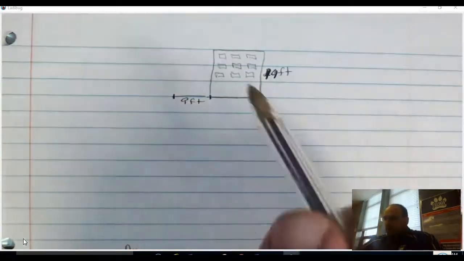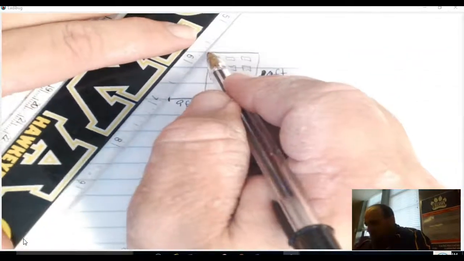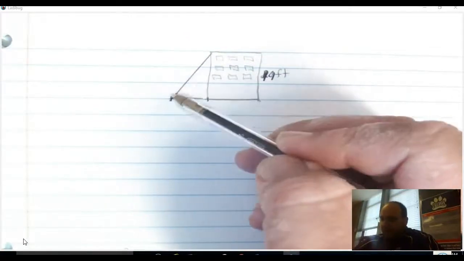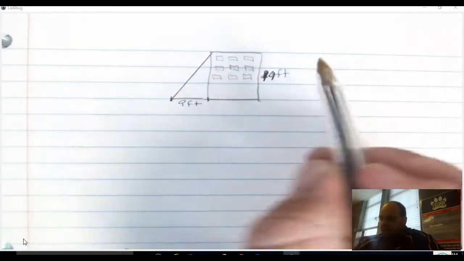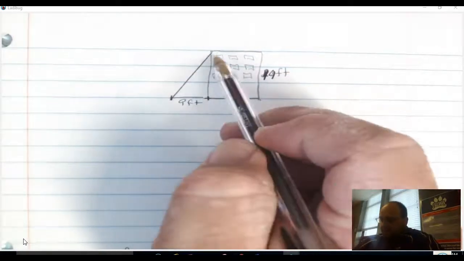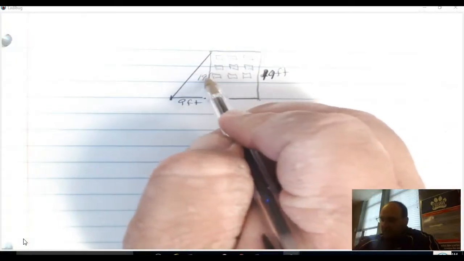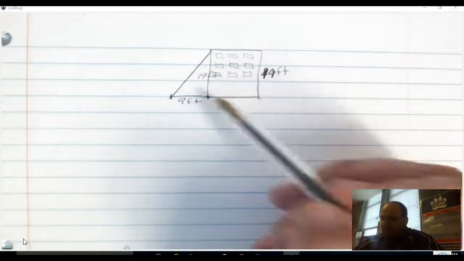What I'm trying to figure out is, if I take my ladder, and I'm going to use this ruler as my ladder, and I extend it here, how long of a ladder do I need to get from the base on the ground to the top of this building? Keeping in mind that this is 19, this also is 19 feet. So this height is 19 feet and this is 9 feet.